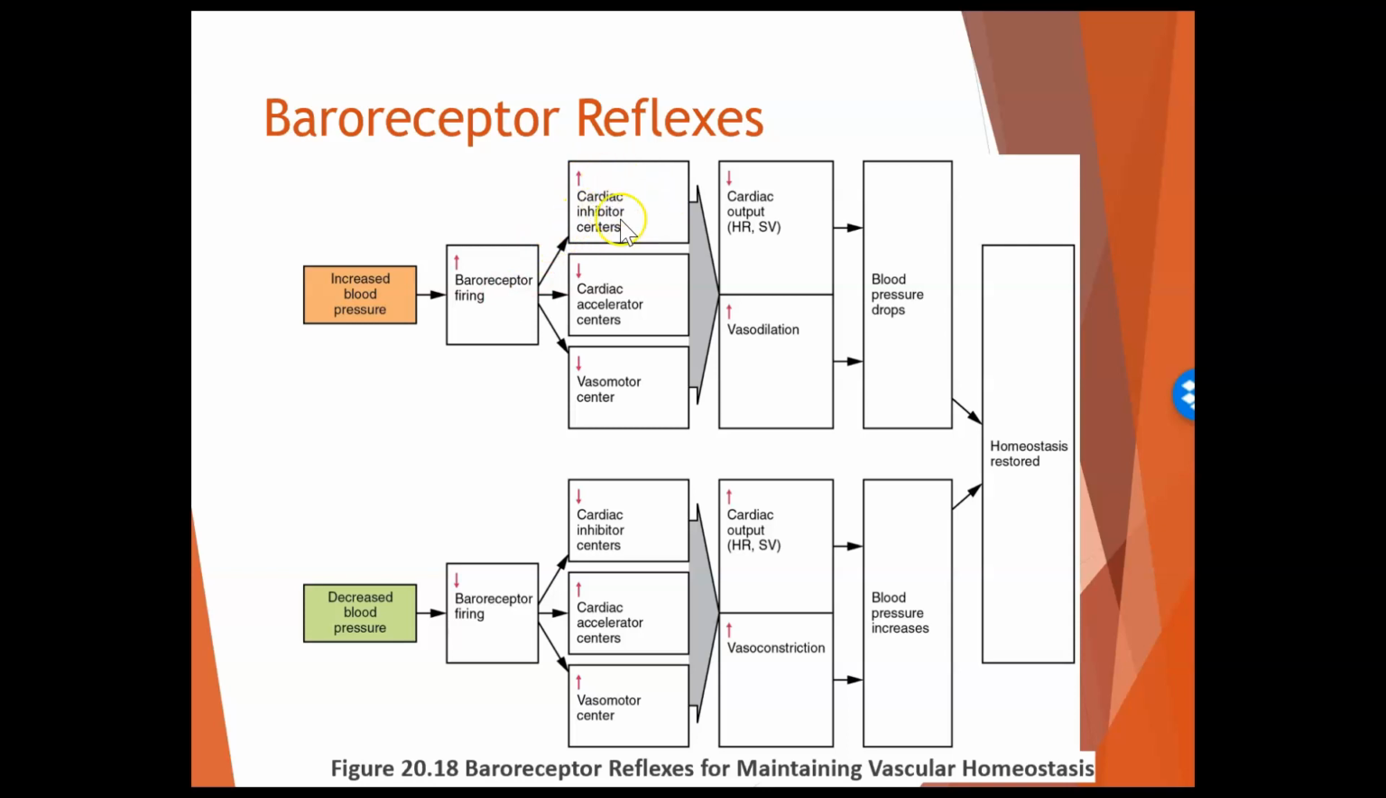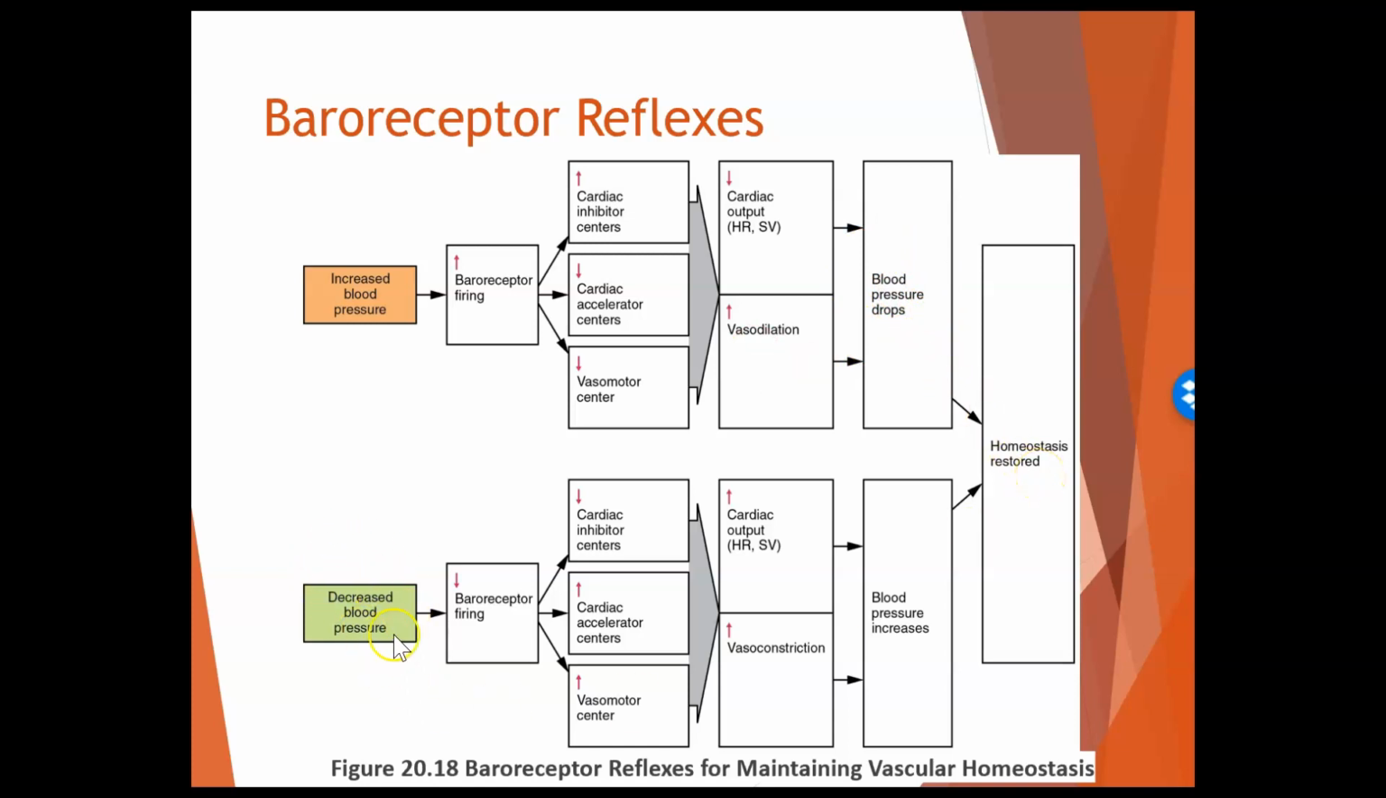So we're going to use our cardiac inhibitor, right? Because that starts to decrease our heart rate and stroke volume. So essentially we're decreasing our cardiac output. We're going to decrease the cardiac accelerator that usually steadies or increases our heart rate. And then our vasomotor center is also going to decrease, which means we are going to get vasodilation take place. And that causes our blood pressure to drop and back to homeostasis.